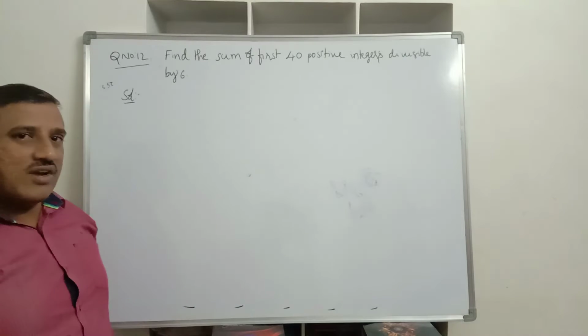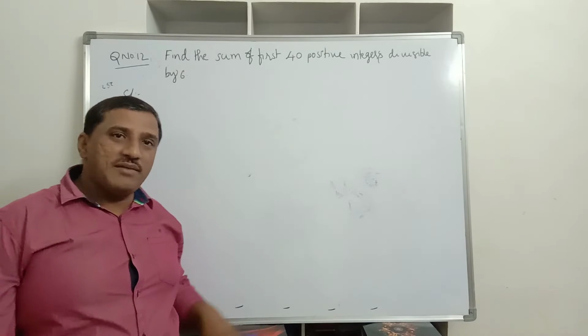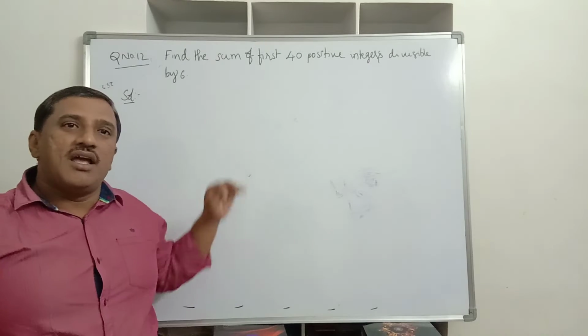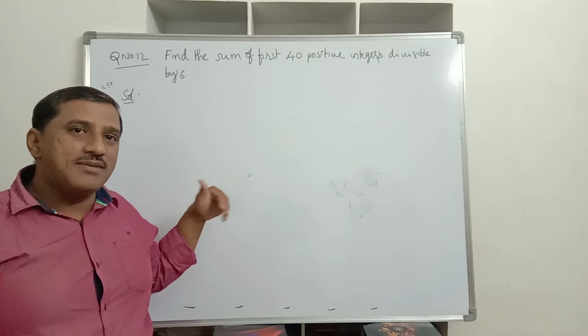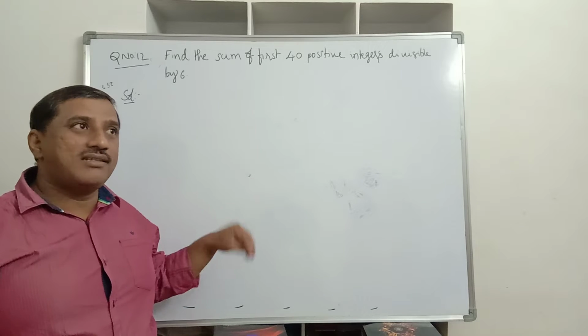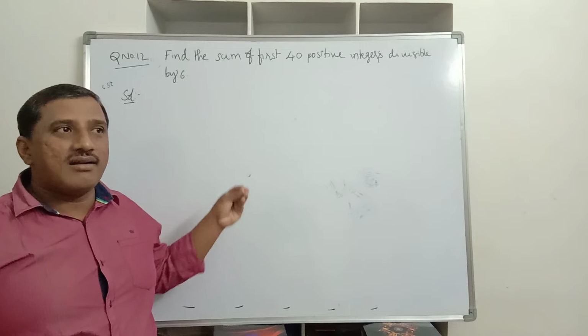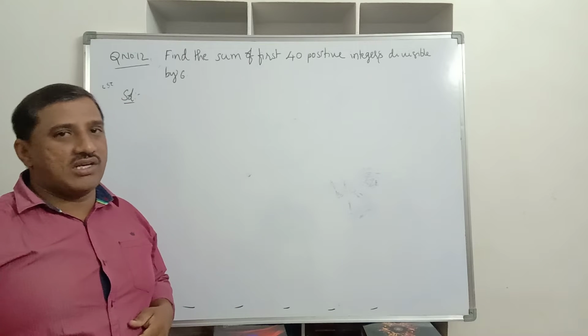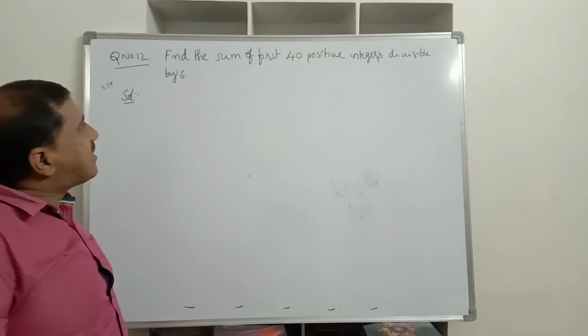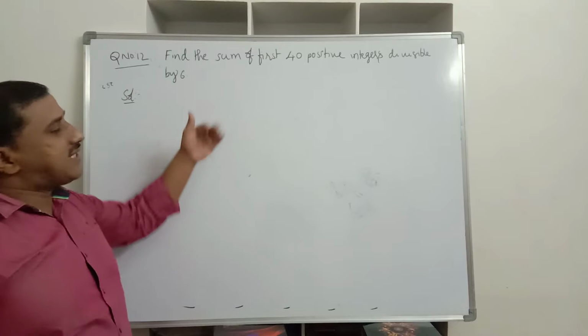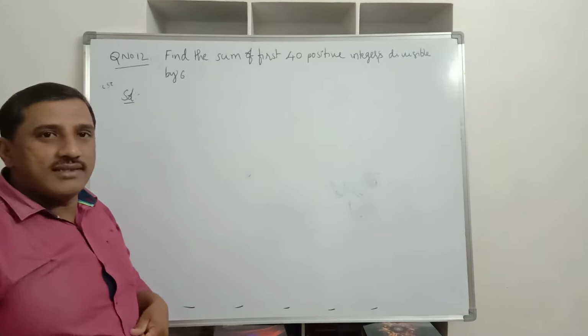In the last class we discussed exercise number 5.3, a few problems using the sum of n terms of arithmetic progression, the nth term, or the last term of the arithmetic progression. Today we will also discuss a few more problems from the same exercise number 5.3.